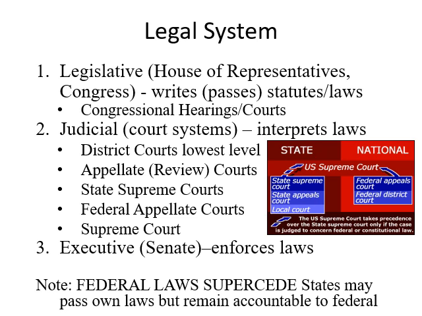Now, again, we have three branches of government: the legislative, the judicial, and the executive, which is also to some degree the Senate, enforces those laws. So again, we have regulation. And again, note that through this system, federal law supersedes state, state supersedes local laws. But those laws may still be accountable to a federal level.